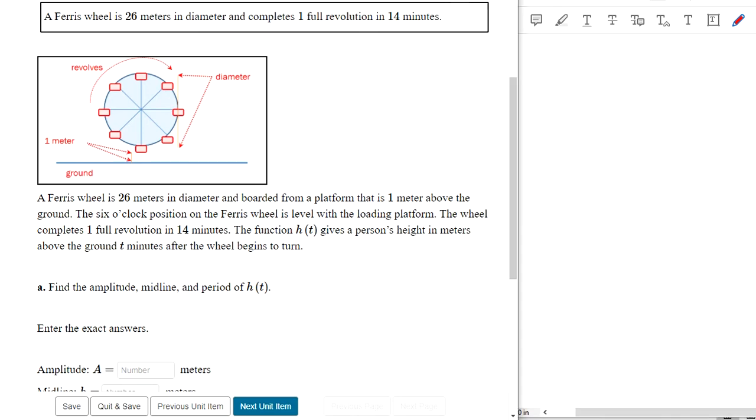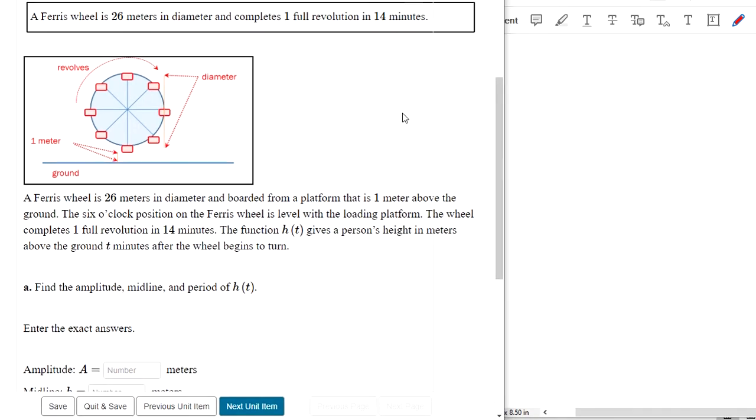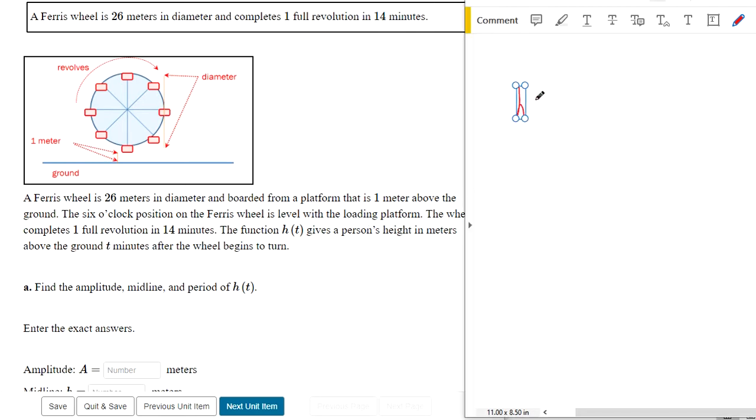Okay, hopefully I can help with the discussion board this week. We got a Ferris wheel. Let's just jump to the big part of it here because you've probably already read. We're supposed to basically make a function h of t that represents the height of this Ferris wheel.